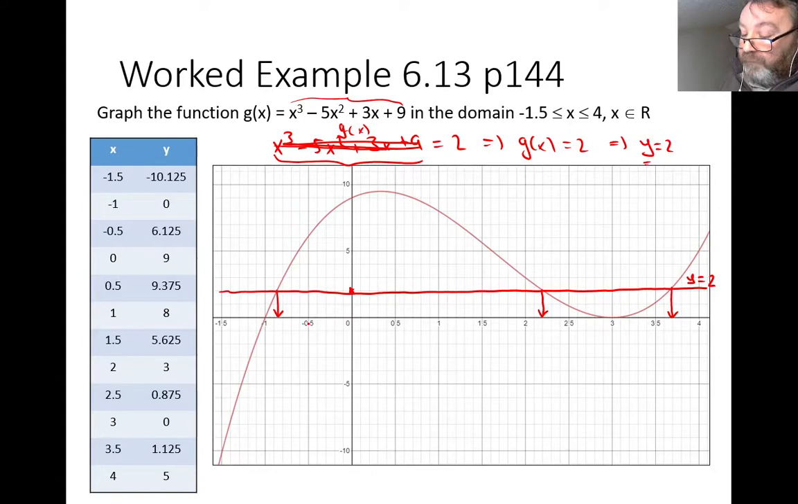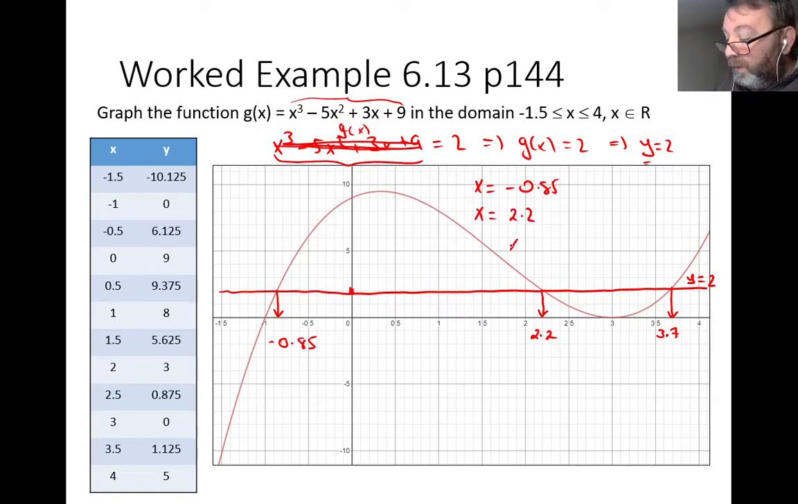First solution is minus 0.85. This solution here, 2.2. And this solution here is about 3.7. So, what are the values of x for which x cubed minus 5x squared plus 3x plus 9 equals 2? Well, the answer is x equals minus 0.85, x equals 2.2, and x is equal to about 3.7.